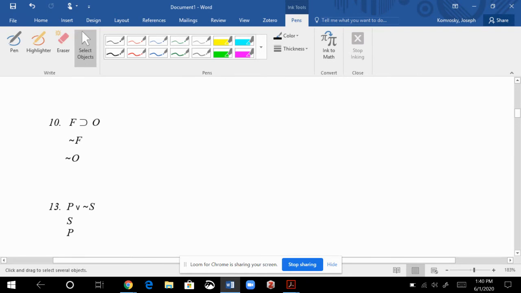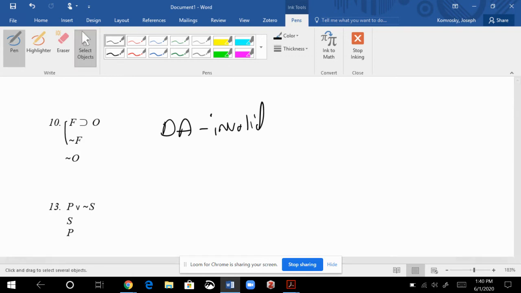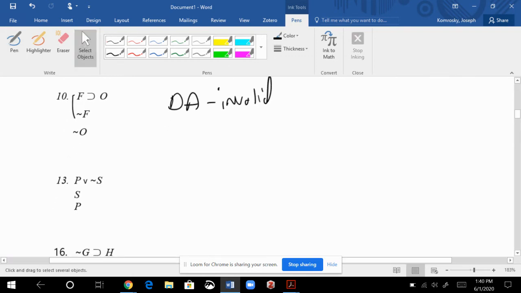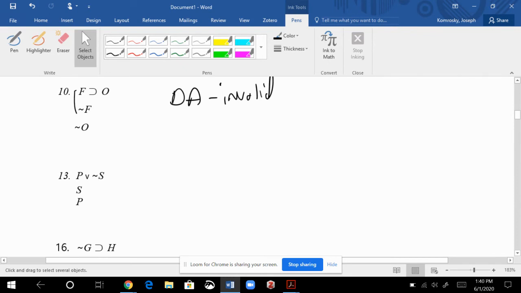Okay, so this one you can stop if you want, but this one is denying the antecedent. That's invalid. There you go. So why? Because you're not allowed to do that. You can look up at those forms and find out how they matched. Let's go to 13.